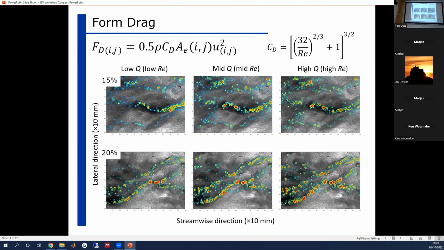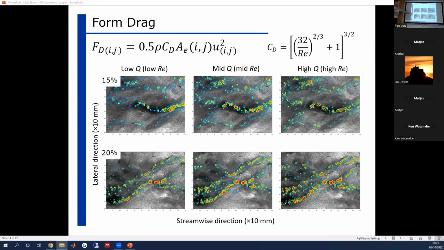So then we thought, right, okay, it seems like drag's going to be important. If the projected area, the frontal area of those roughness elements is changing with Reynolds number, then of course drag is also going to be increasing. And that is likely to account for that increasing trend with Reynolds number. So using our flow measurements and our digital elevation model, we could work out what the frontal areas were and figure out how those change with discharge and how they change with Reynolds number.